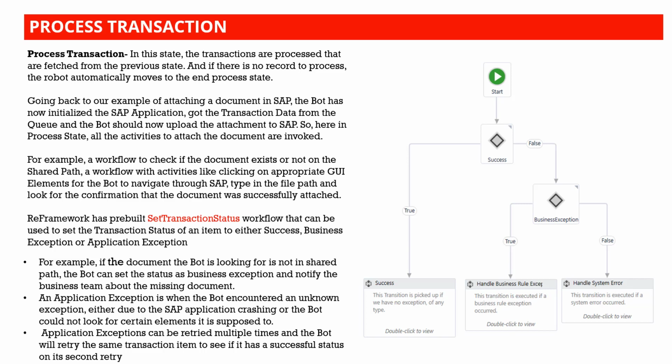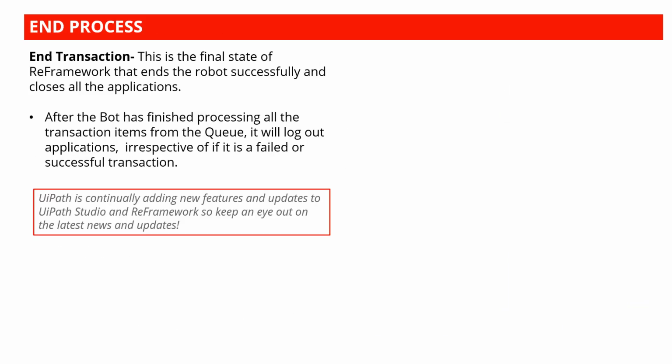So you can remember the workflow: if success, the success transition is picked up. If you have no exception type, the next state is the end process state. If business exception, handle the business exception gracefully. If system exception, handle the system exception gracefully and perform the task. In the end process state, this is the final state of the RE framework that ends the bot successfully and closes all the applications.